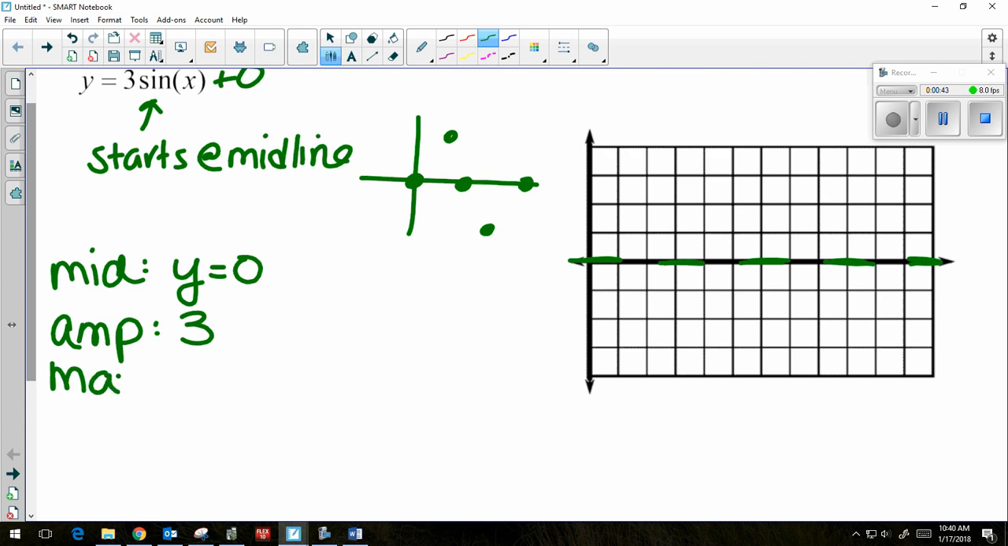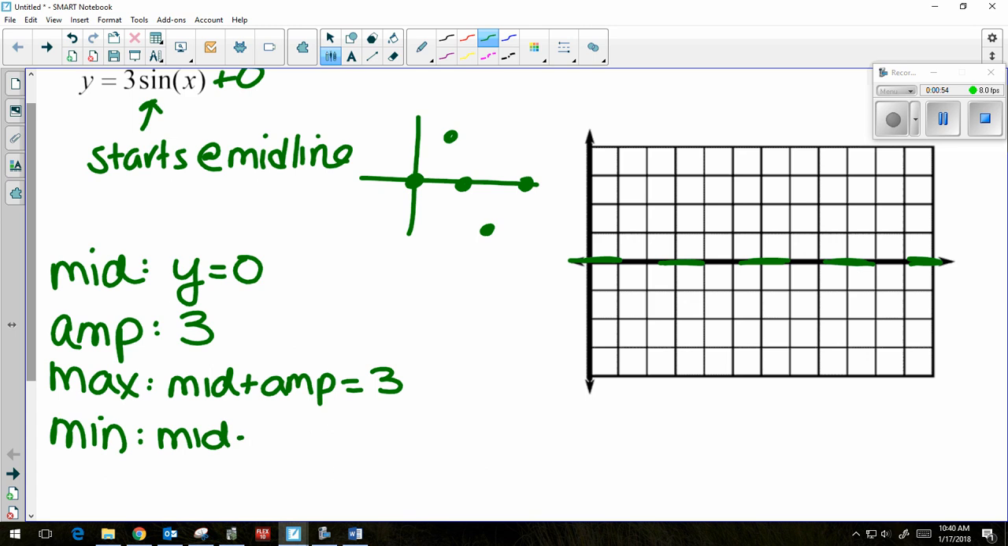Your maximum is your midline plus your amplitude. So 0 plus 3 gives me 3. The minimum is the midline minus your amplitude. So 0 minus 3 gives me negative 3.